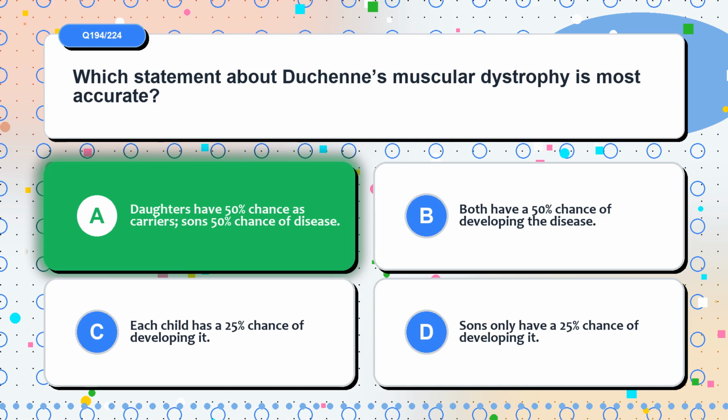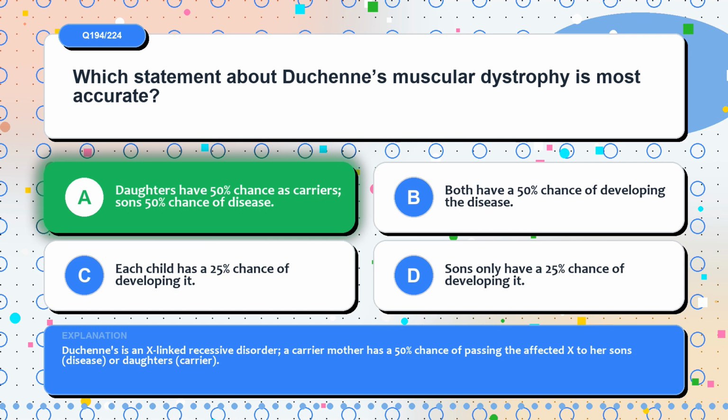The correct answer is option A. Daughters have 50% chance as carriers, sons 50% chance of disease. Duchenne's is an X-linked recessive disorder. A carrier mother has a 50% chance of passing the affected X to her son's disease or daughter's carrier.